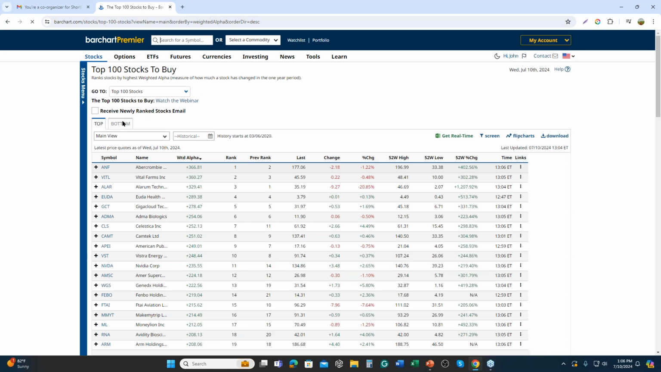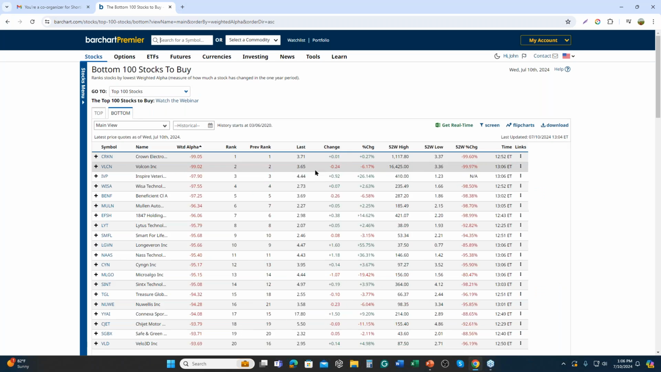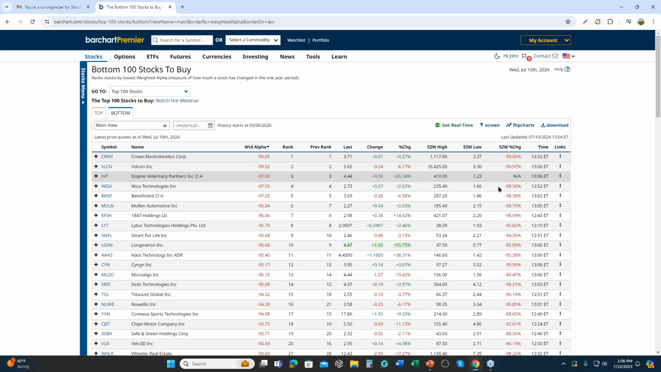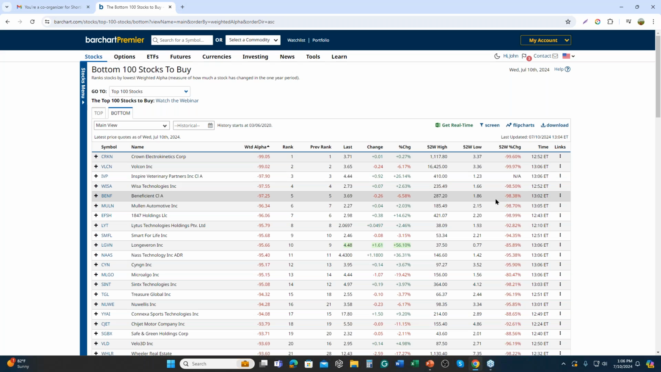So here is a list of 100 stocks in the last 52 weeks that have literally fallen almost 100%. Now, they have already fallen and they're probably not good shorting opportunities today, but at one time, these were good shorting opportunities. And it's just an example that even in bull markets, there are bear opportunities.